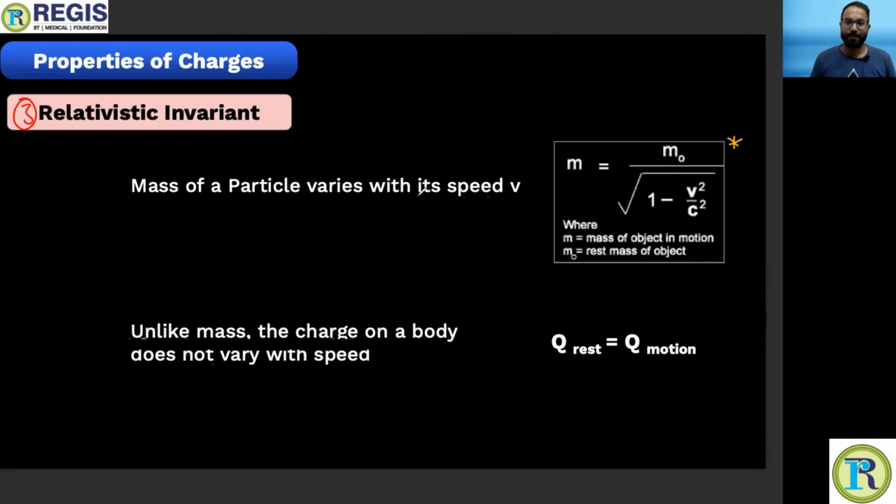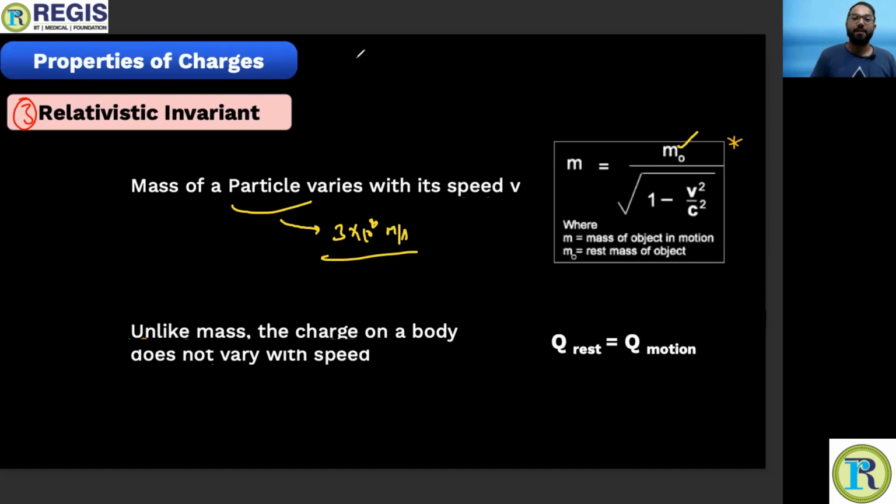There is a formula. Mass is equal to initial mass, that is m0, divided by the square root of 1 minus v square divided by c square. In case the speed of the particle is tending to the speed of light, that is 3 into 10 to the power 8, at that moment the mass of a particle will vary with speed. But it's a very, very high speed.